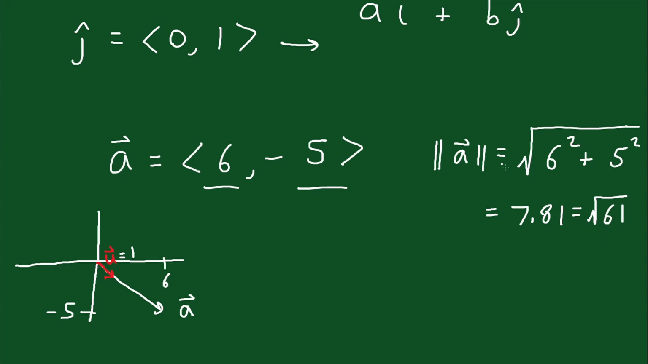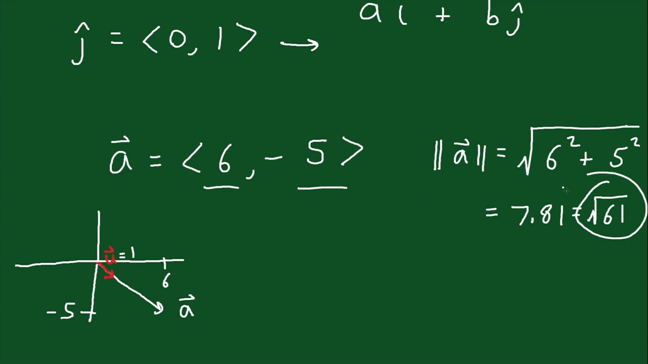Now, why did I have to figure out the magnitude of this? Because if we know the magnitude of the entire vector A, which we now do, and we know the magnitude of vector u, which we do, it's 1, then we know how many times longer A is than u, right?